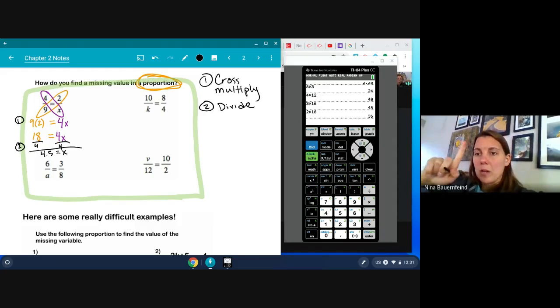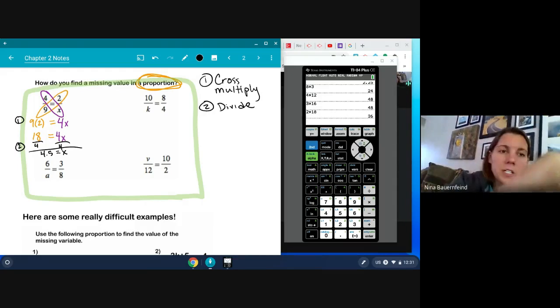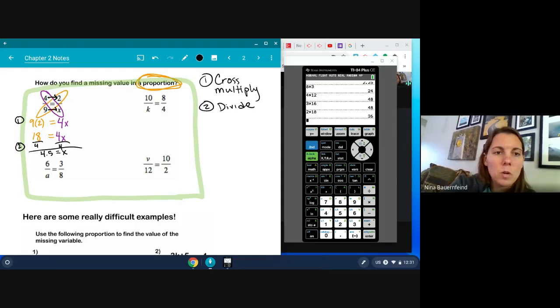So cross multiply, divide. The interesting thing here you might notice is, do you see how 4 is double 2? We're basically asking what is double 9, and we get 4.5, which makes sense.